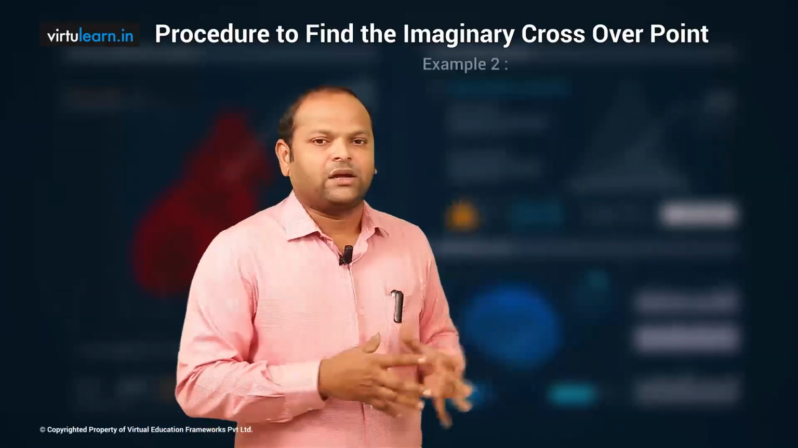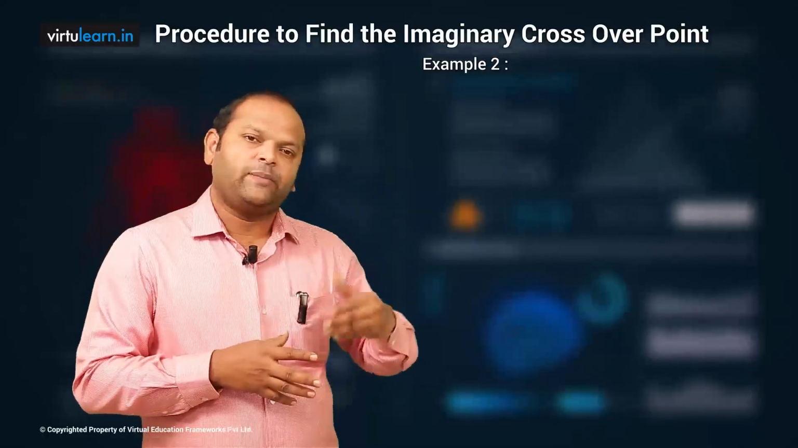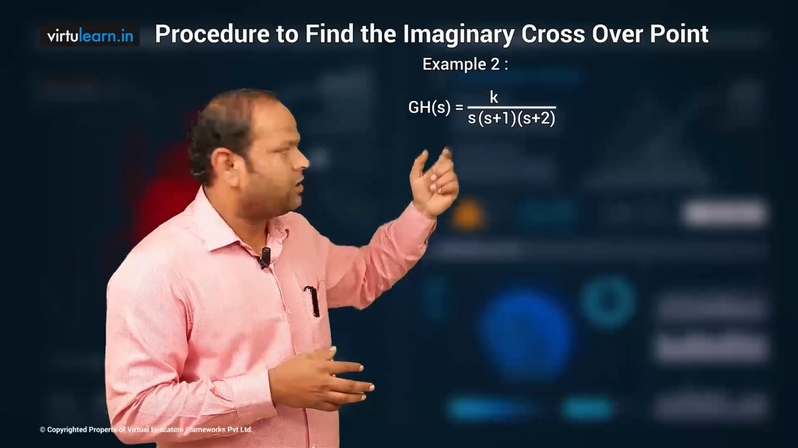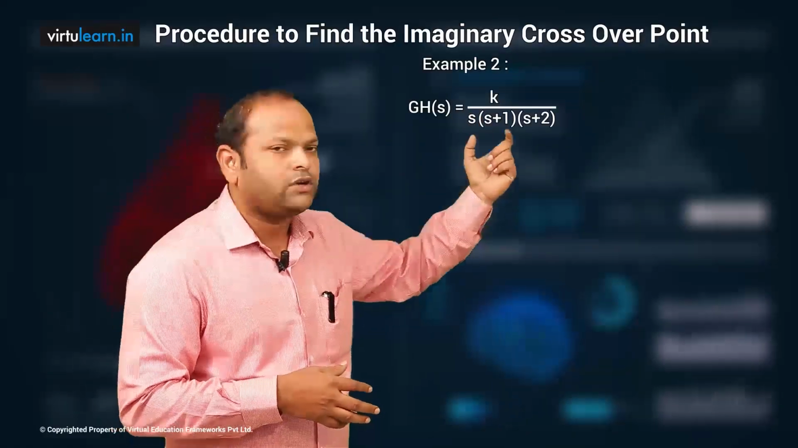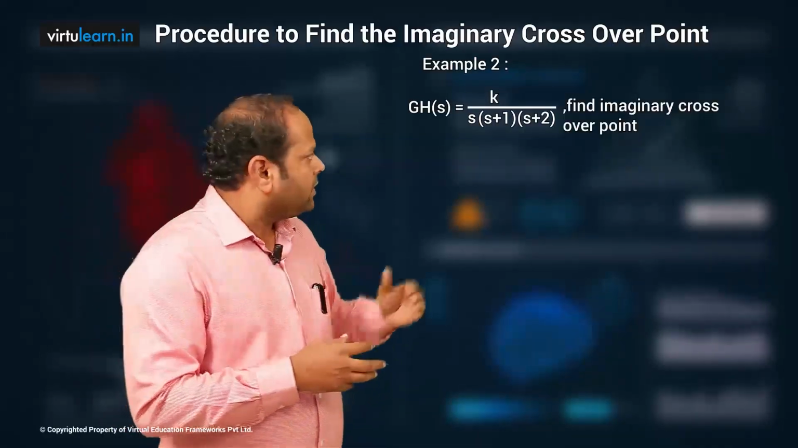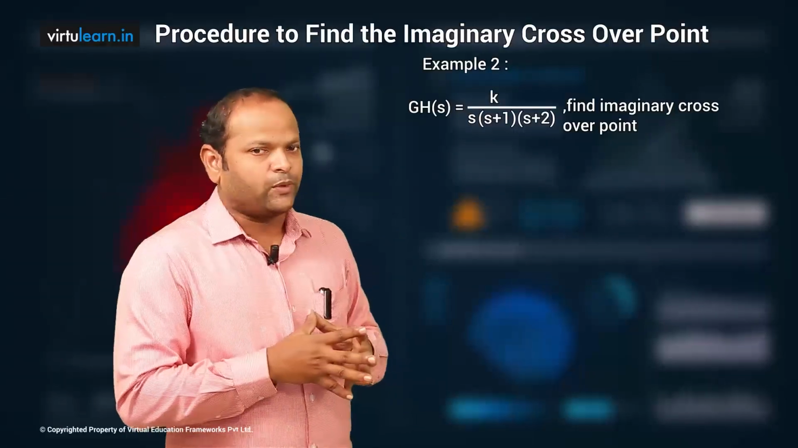We'll take another example. The open loop transfer function of a unity feedback system is given by G(s) = K / (s(s+1)(s+2)). Find the imaginary crossover point. First, we'll look at the possibilities.